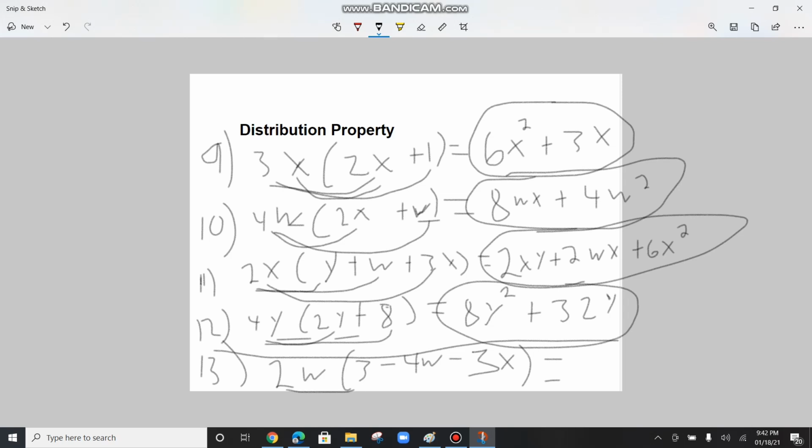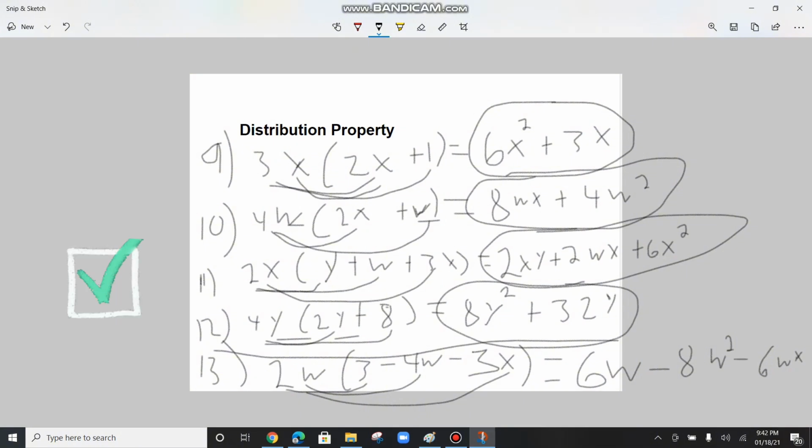Let's see, 2w times 3. I'm going to do 2 times 3 is 6, and then just keep the w. Okay, I'm going to keep the minus. 2w times 4w is 8. 2 times 4 is 8, and then 2 w's are w squared when you multiply. 2w times 3x is 6wx, and I'm going to keep the minus in the middle. Like I said, most of the time letters are done ABC order. You always put the numbers in front, and I'm going to circle it because that's my answer.